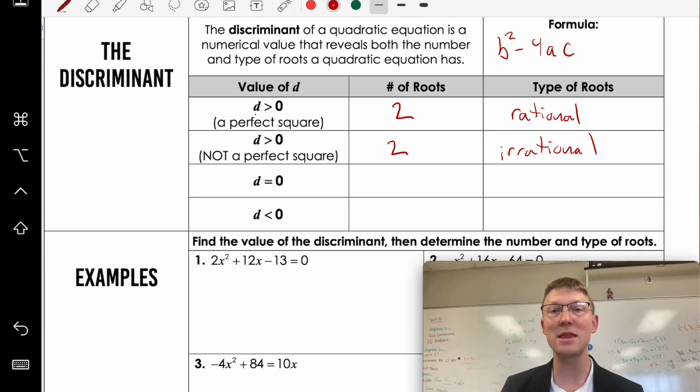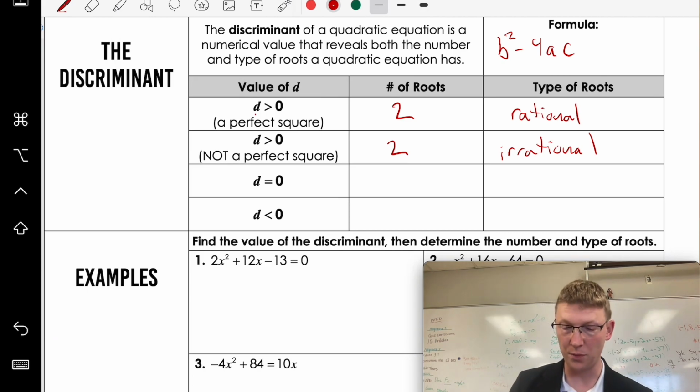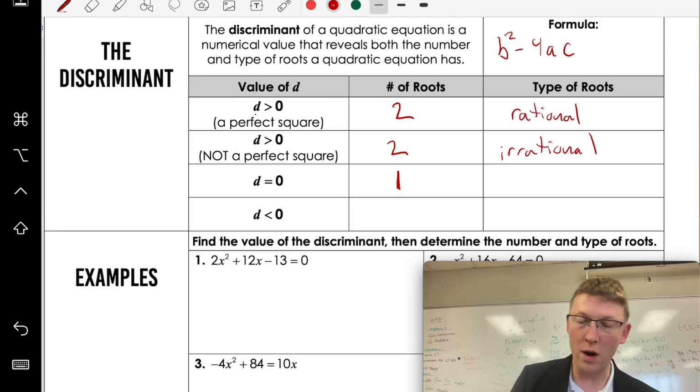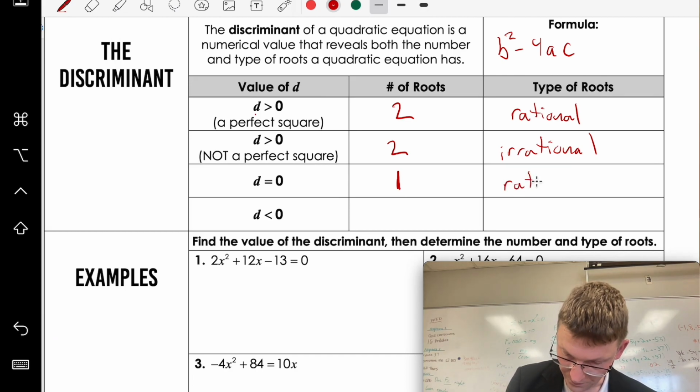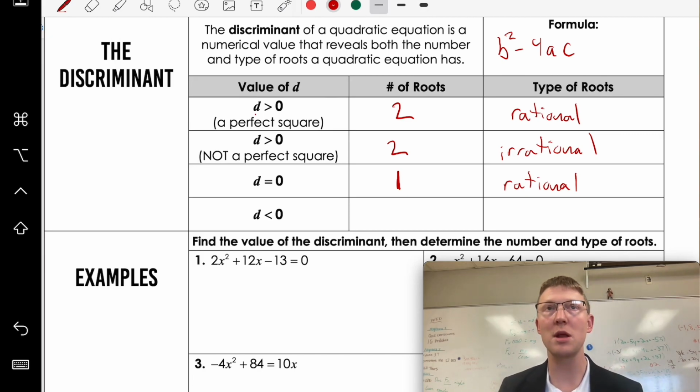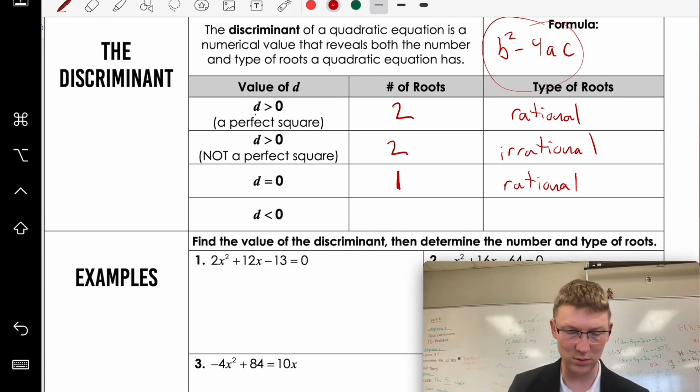So let's say the discriminant equals 0. Like it straight up equals 0. There is only one solution to that equation, and it is going to be rational. So again, if you do the discriminant and it equals 0, then you know that there's only going to be one solution and it is going to be rational, which makes sense if you look at the quadratic formula. This whole thing goes to 0, you lose that square root, there's only going to be one.